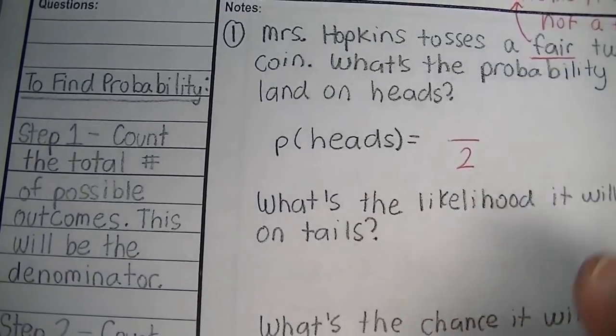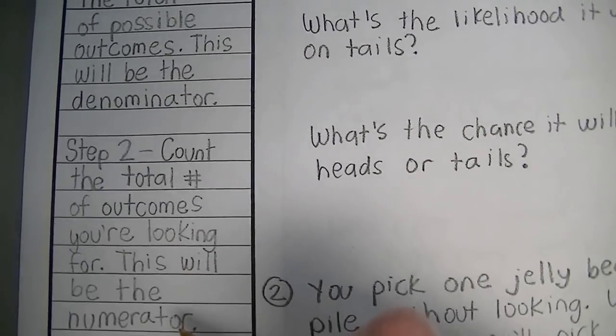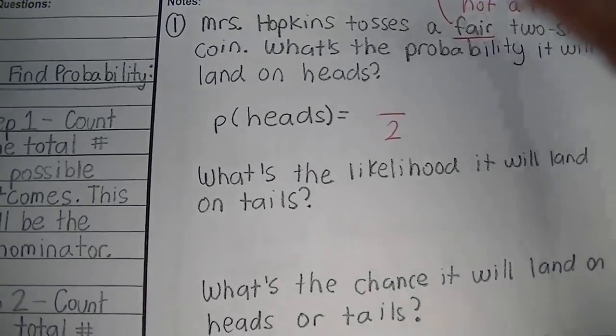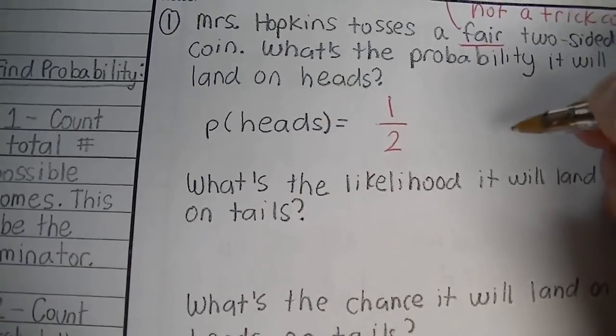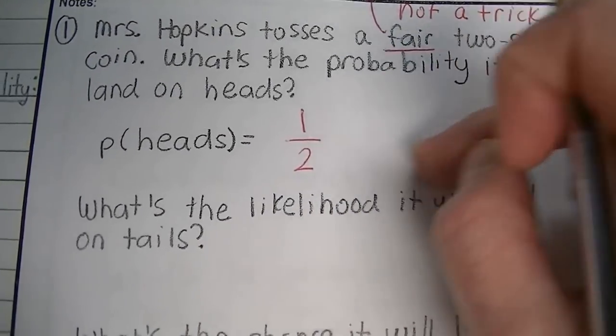So that's my denominator. To find the numerator, you have to count the total number of outcomes you're looking for. This will be the numerator. So I'm just looking for heads. How many heads are on that 2-sided coin? Well, there's only 1. Okay? So I would take 1/2, but I really like it when you express it several ways.